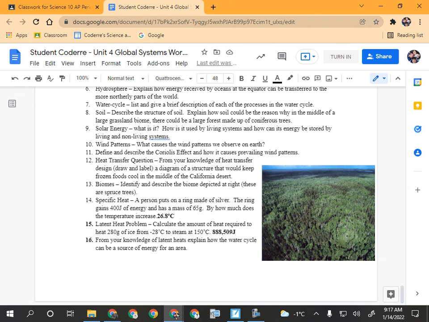And you will not be able to solve question number 15 either. It is a heating curve question, and we didn't do heating curves. So 10 and 15 are out. You don't have to do those. You will have basically no knowledge of how to do them. So you don't have to do those two. Everything else is game for the test.